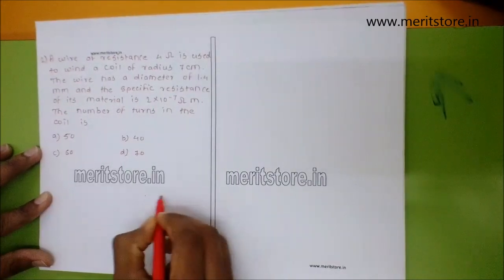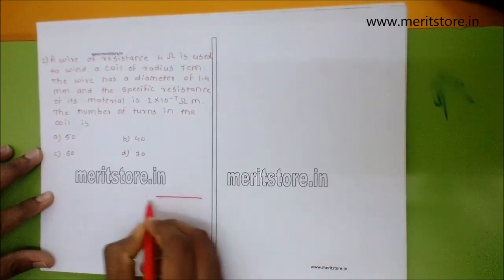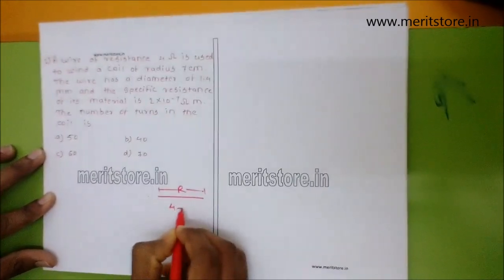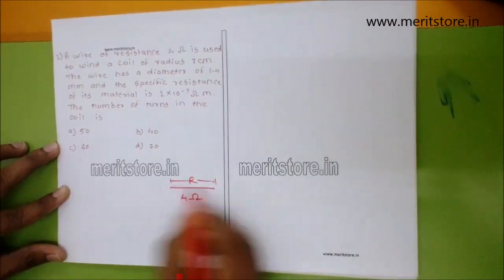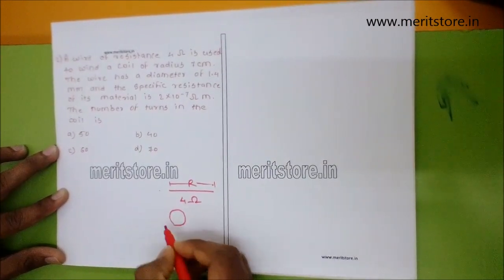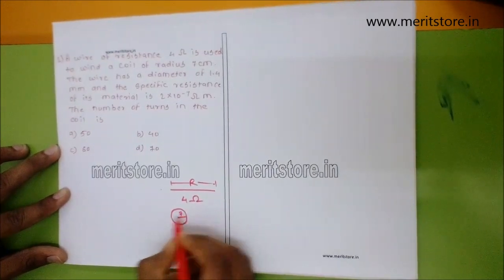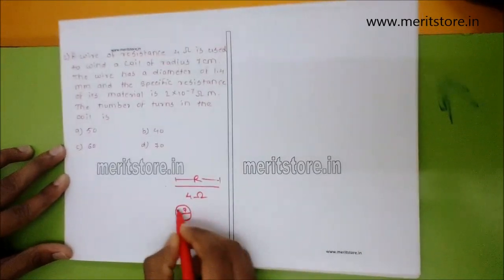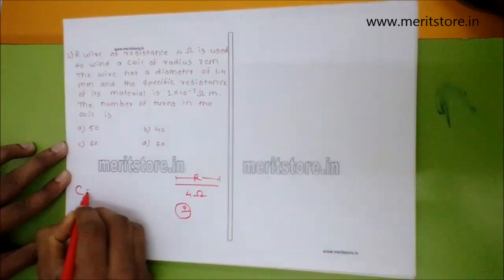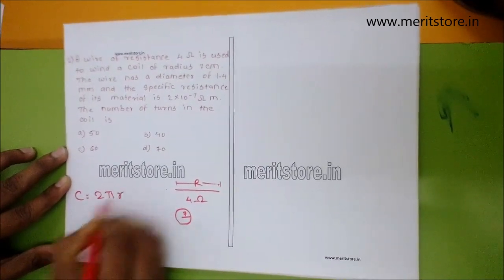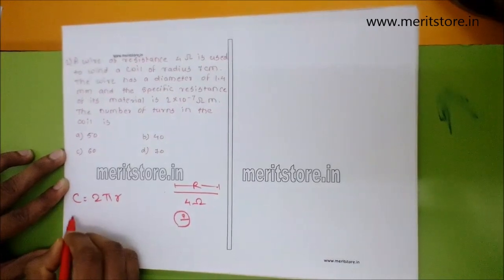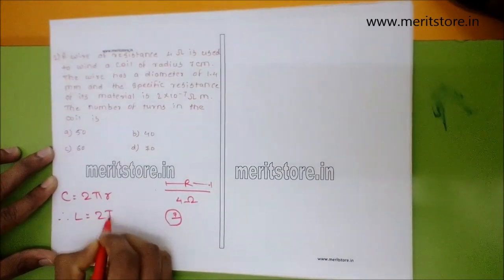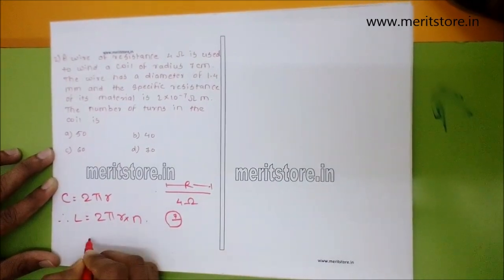In this, the total length of the wire needs to be found out first of all. The resistance of the entire length is given as 4 ohms, and this entire wire is coiled into a circle of radius 7 centimeters. So basically, we need to find out the circumference and multiply by the number of coils. The circumference formula is 2 pi r, and therefore the total length for n number of coils would be 2 pi r into n.